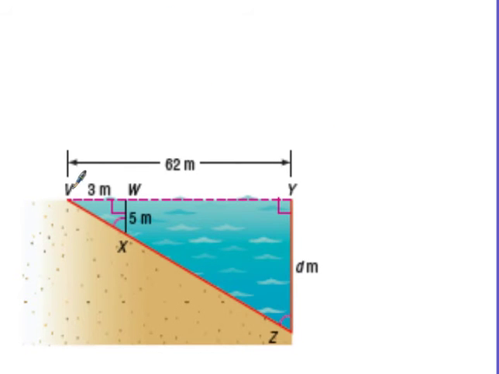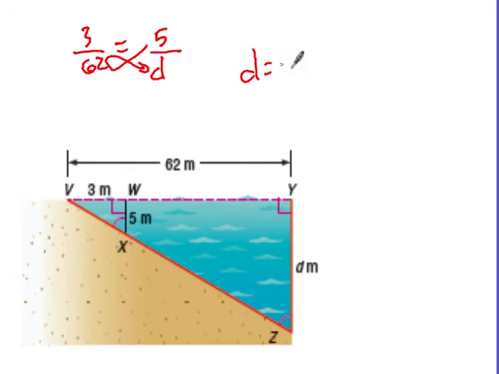Again, we've got triangles. So 3 meters by 5 meters is this triangle. This triangle is 62 meters by some unknown distance. So the 3 corresponds to what? The 62. 3 over 62 equals 5 over D. 103.3 meters.